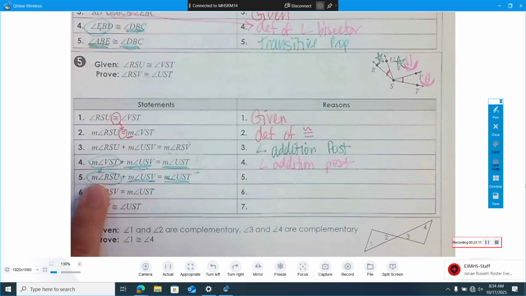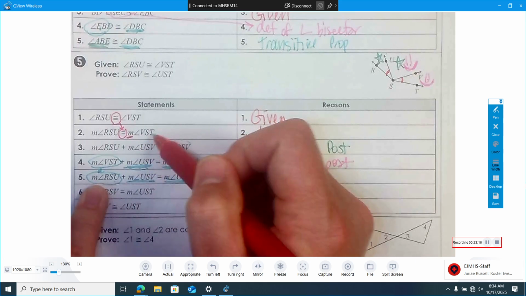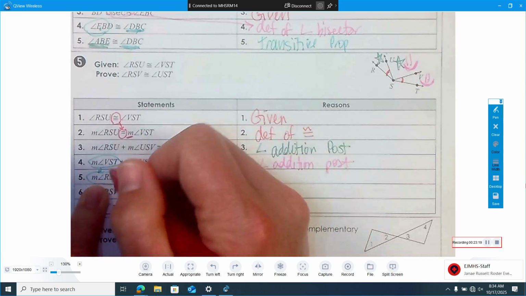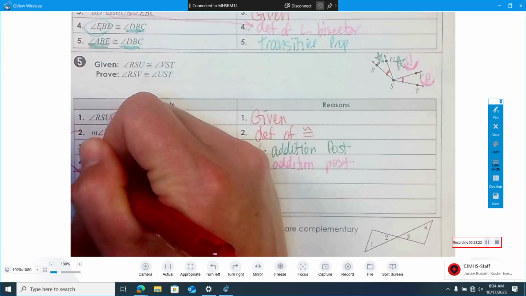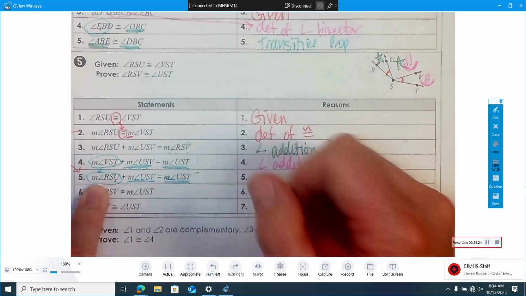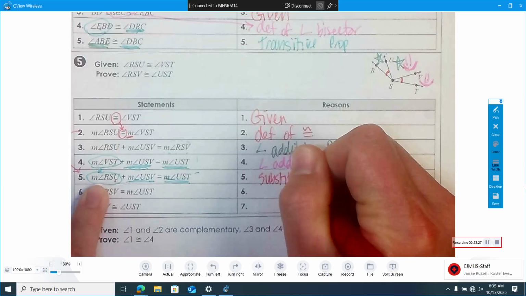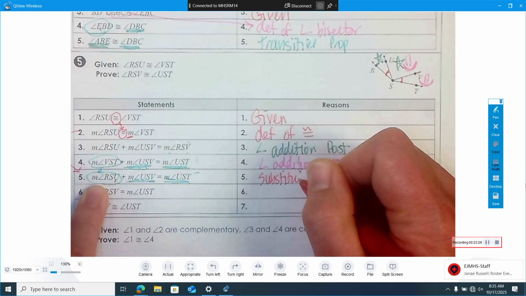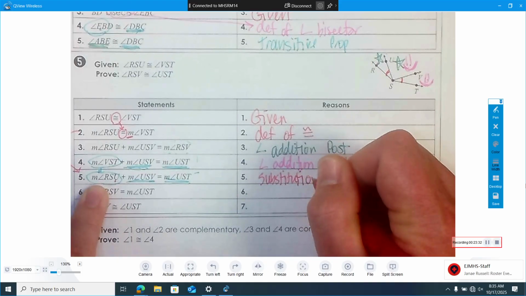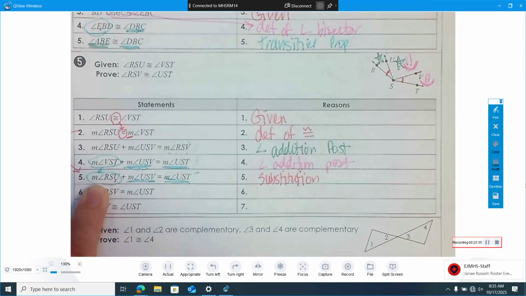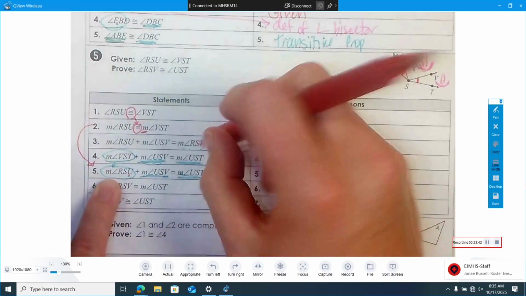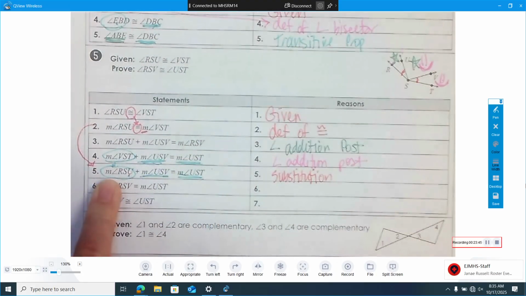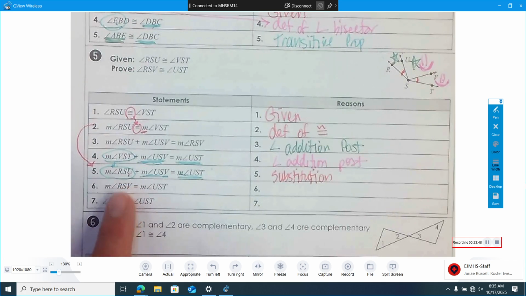Okay, this is the thing that makes sense. Because right here, we know that VST is the same as RSU. So this is the step that we're replacing with substitution. I was trying to replace the wrong thing. Thank you. Good job. That's what happens with proofs. You're just like, what? I was trying to replace the wrong thing, which makes it really hard. Okay, so now we did a little substitution.